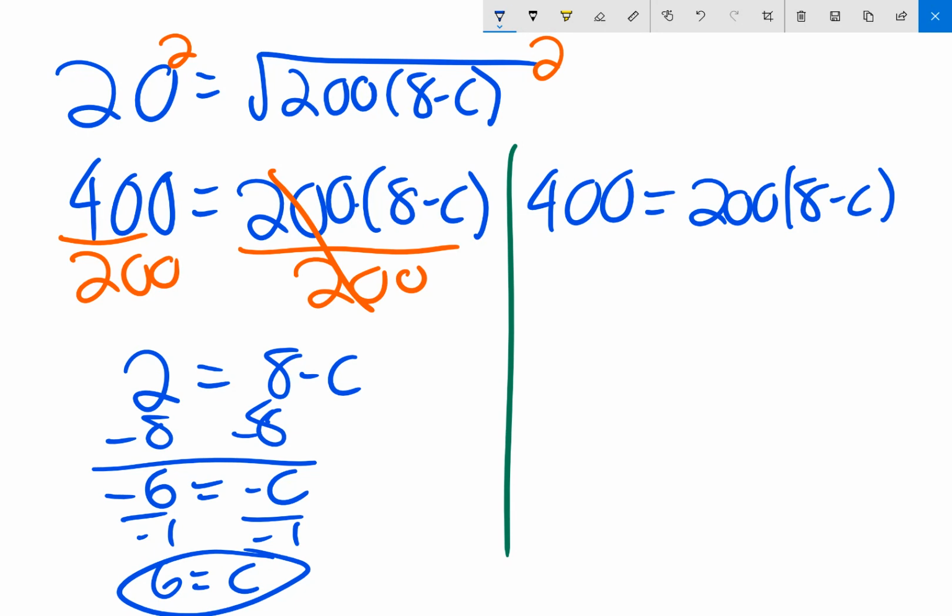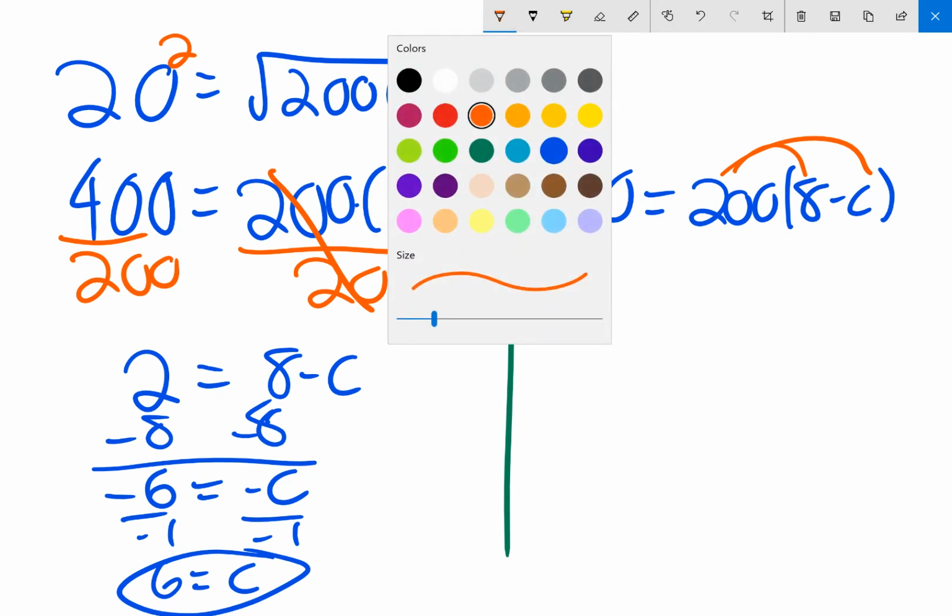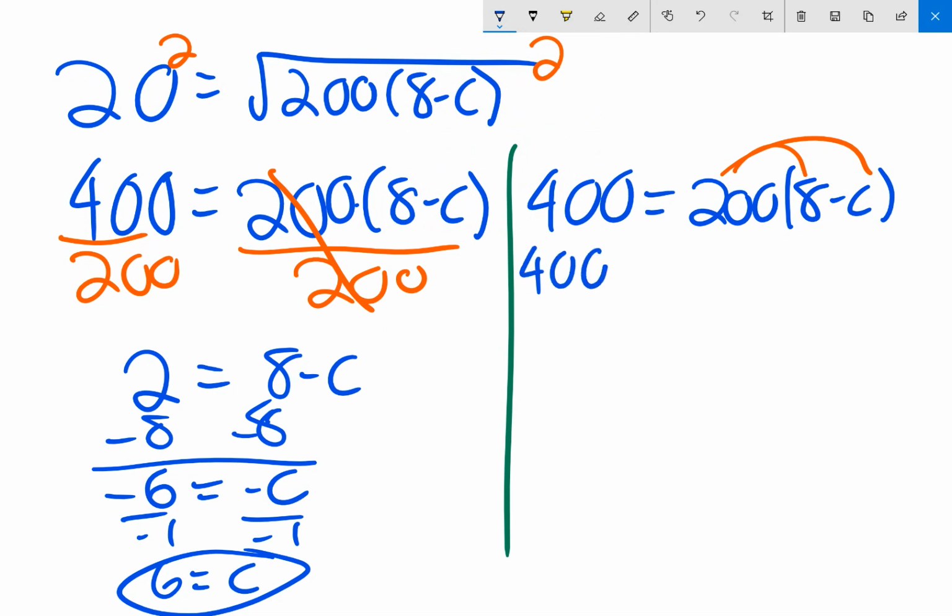The other way you can do it is you could distribute this 200, right? This is the more conventional approach, one that I think you guys would probably use. So the equation would be 400 equal to 200 times 8, which is 1600, minus 200 times c, which is 200c. And then solve this equation kind of like normal.